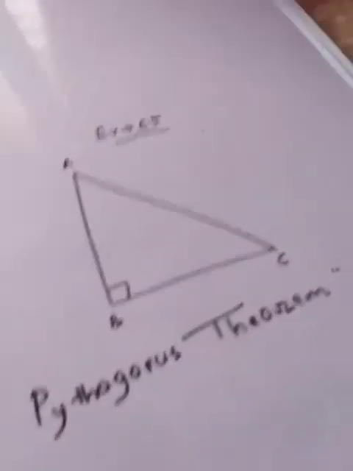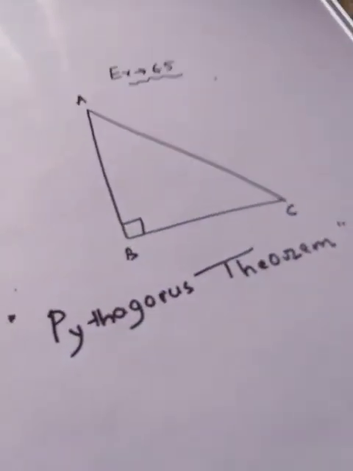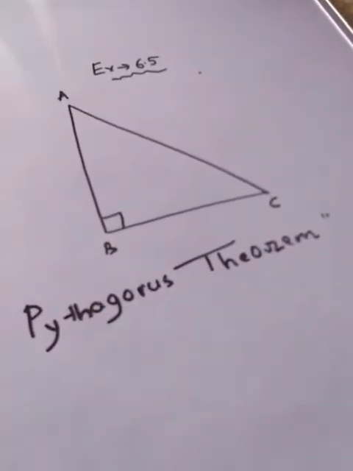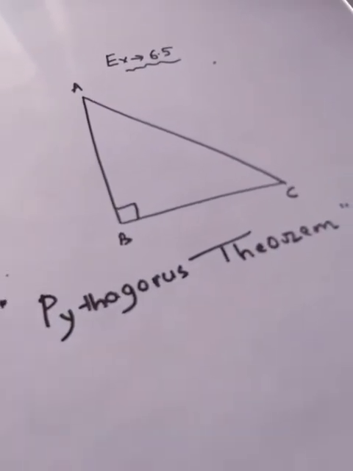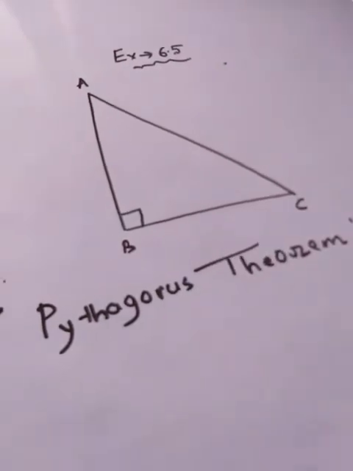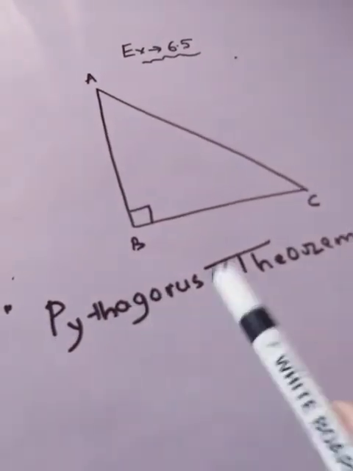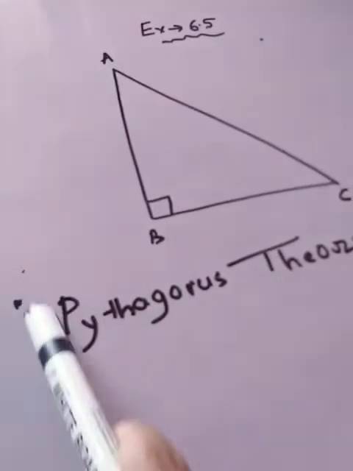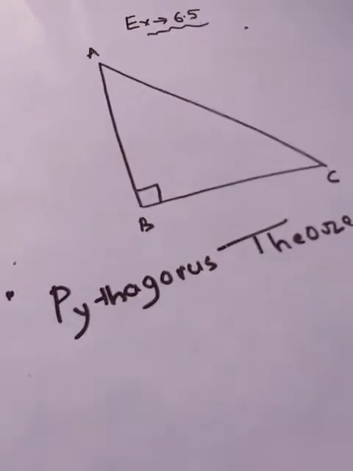What is the Pythagoras theorem? This theorem was invented by a great Greek mathematician called Pythagoras. So this theorem is named after him. Pythagoras is the name of a great Greek mathematician.